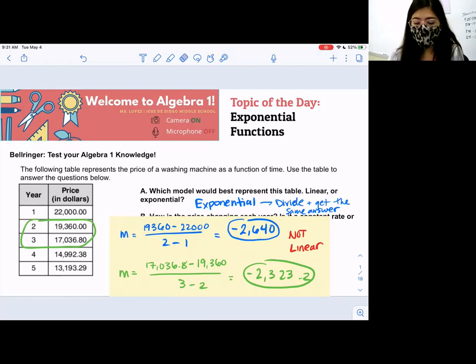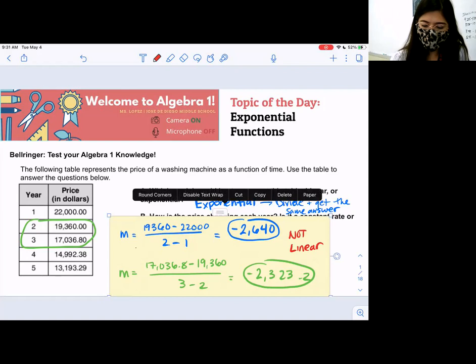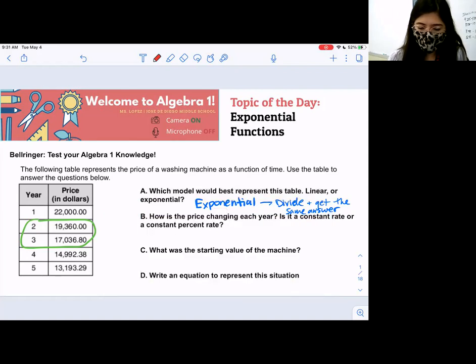So as a conclusion, we know that it's not linear, but it is exponential. So we're done with part A. All right, part B, how is the price changing each year? Is it a constant rate or is it a constant percent rate?